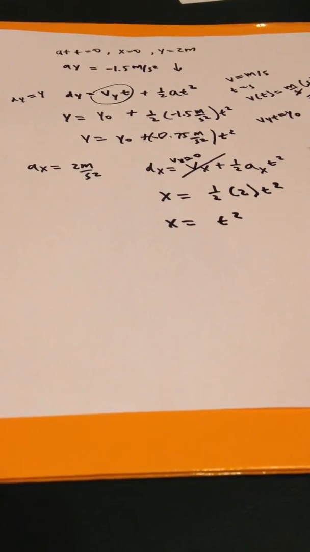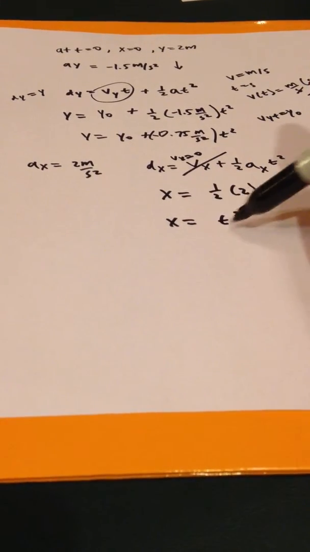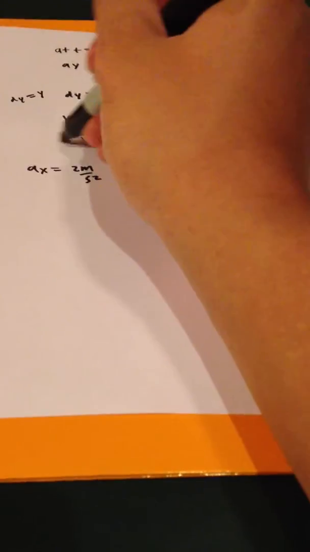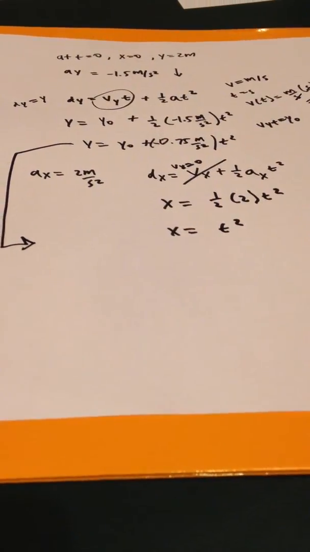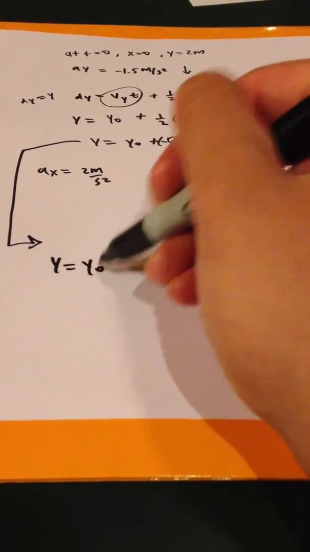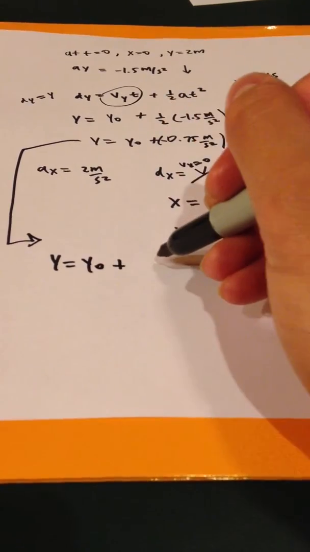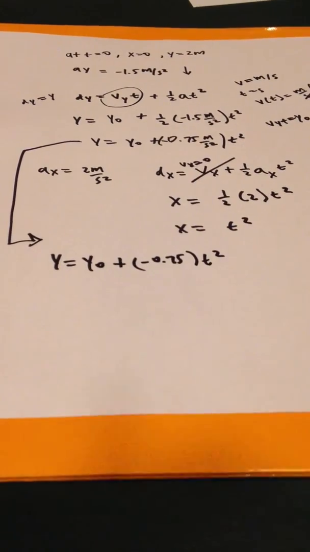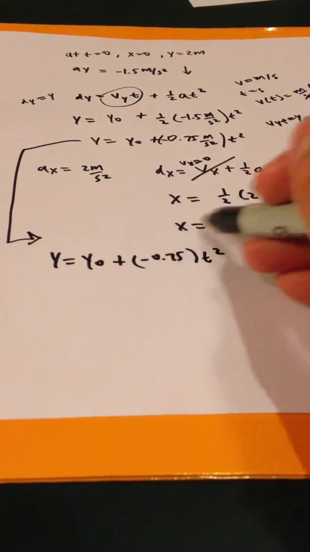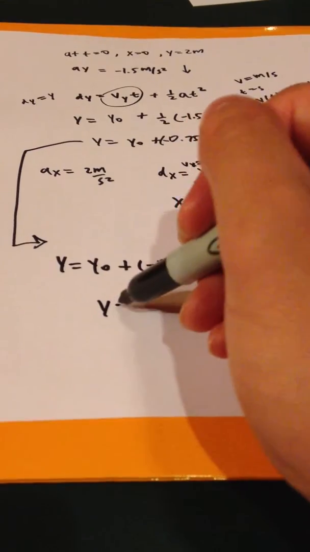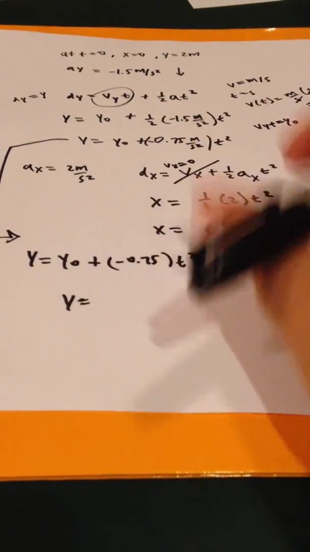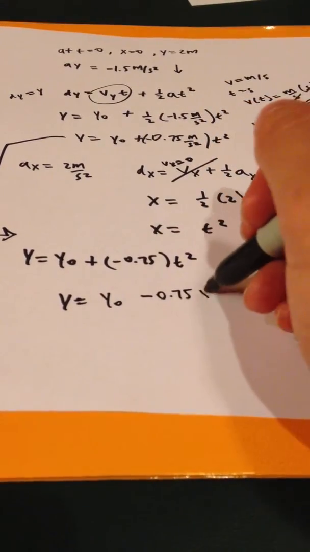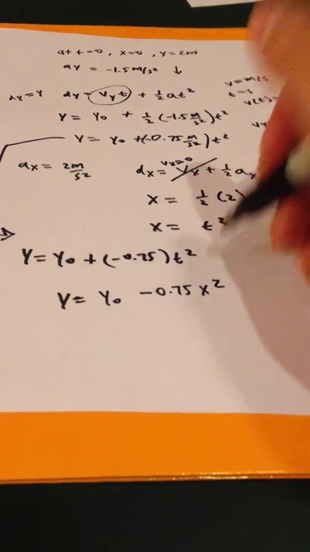And with this, you have to recognize that t squared here can be substituted in for the t squared here. So let's bring back our equation. We have y equals y naught plus negative 0.75 times t squared. And if we substitute this in with this equation right here, we have y equals y naught minus 0.75 times x.